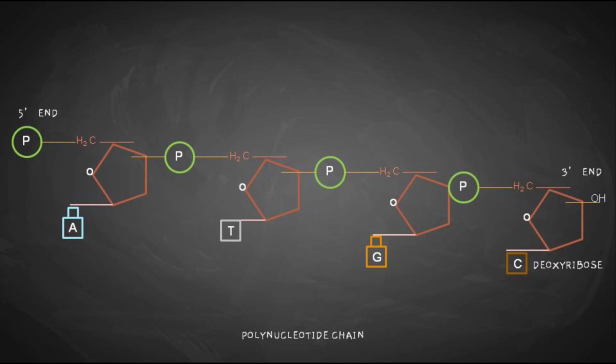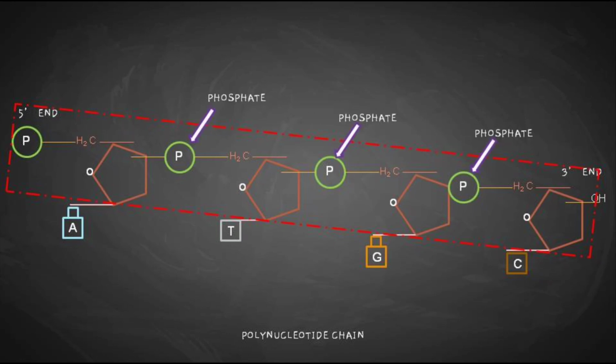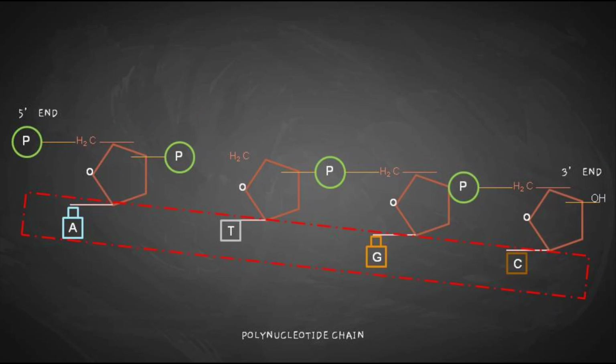The sugar that I have used here is deoxyribose. Had this been ribose sugar, there would have been an additional OH group in the 2' position as well. So we can see here that the backbone in a polynucleotide chain is formed due to sugar and phosphate. The nitrogenous bases linked to the sugar moiety project out from the backbone.